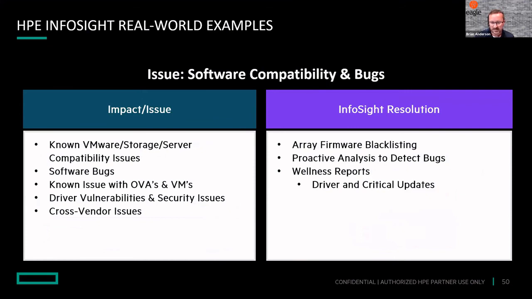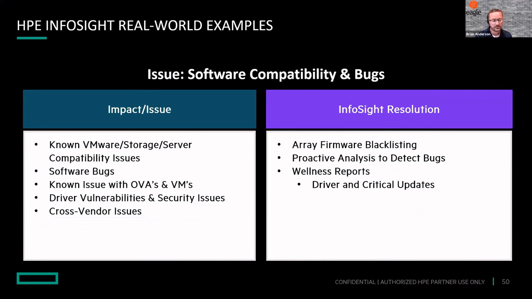You know, this doesn't happen as often, but when it does, it is really painful. When you have compatibility issues that you're not aware of between different components in your data center, or you have software bugs that your vendors may not even be aware of, maybe they're pointing fingers at each other, InfoSight can really help you resolve that too.